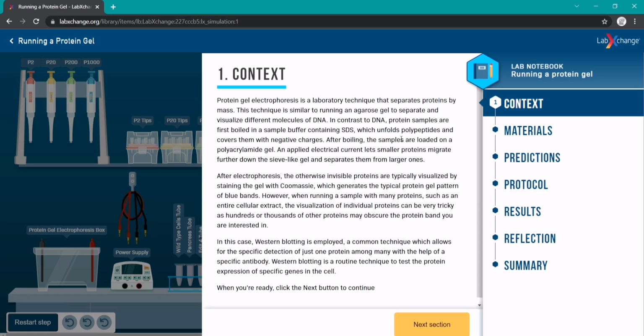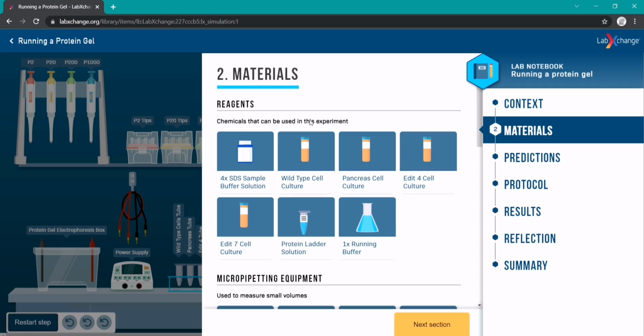Context: SDS-PAGE is a discontinuous electrophoretic system commonly used as a method to separate proteins with molecular masses between 5 and 250 kDa. SDS-PAGE is commonly used to obtain high-resolution separation of complex mixtures of proteins. The method initially denatures the protein that will undergo electrophoresis.